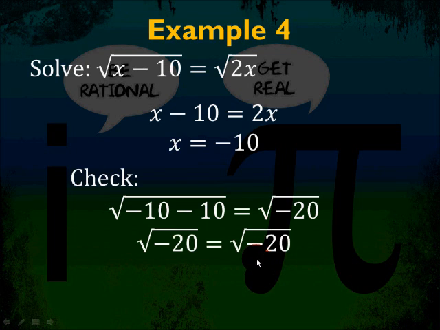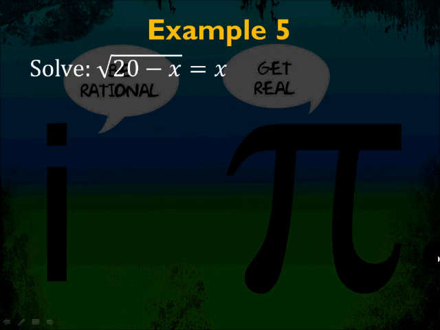Well, that looks the same, but we have a problem. Radical negative 20 is not a real number. Therefore, there is no real solution to this problem. Just because they look the same here, the problem is you can't have a non-real number equaling another non-real number, and this is a non-real number anyway, so you can't make it work.